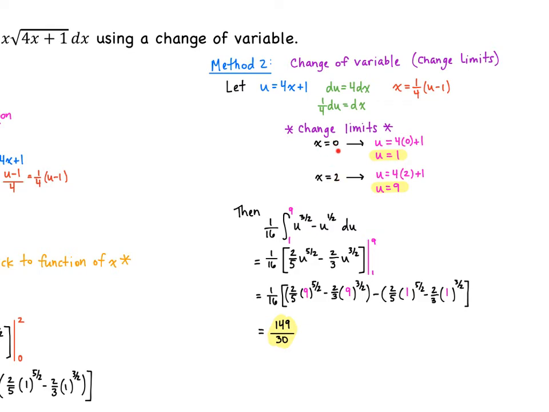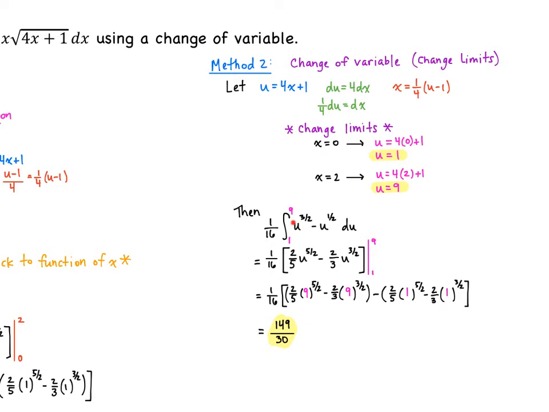So our limits went from 0 to 2 for x. So when x equals 0, I'm just going to plug that into our u equation. So then u is going to equal 1. Okay, so 4 times 0 plus 1. And then when x is 2, 4 times 2 plus 1, we get u to be 9. So now I'm changing my limits, okay, so that they're in terms of u, so that I don't need to substitute back in terms of x later on. Okay, so I kind of just jumped ahead.